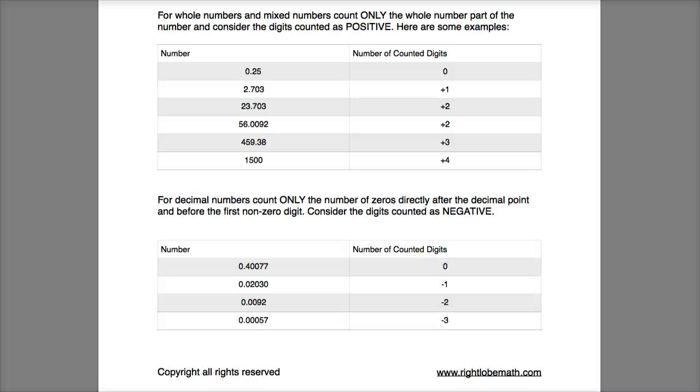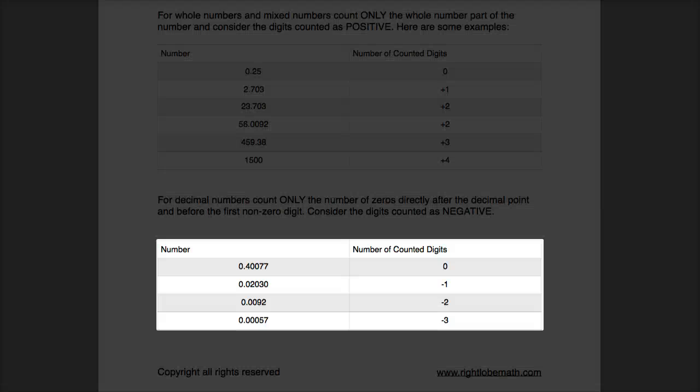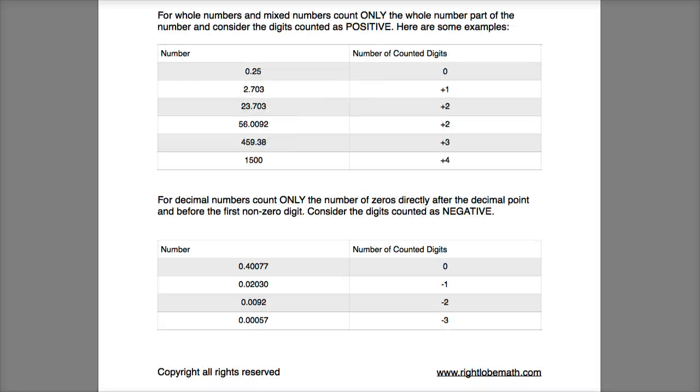If so, we only count the whole part of the number and assign it a positive value. If it is a purely decimal number, we only count the zeros between the decimal and the first non-zero digit and assign it a minus value.